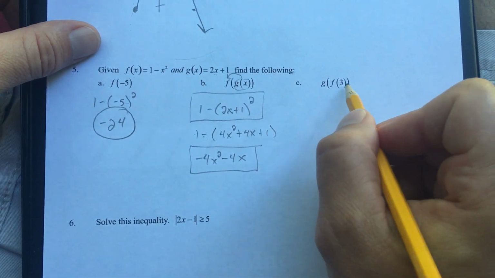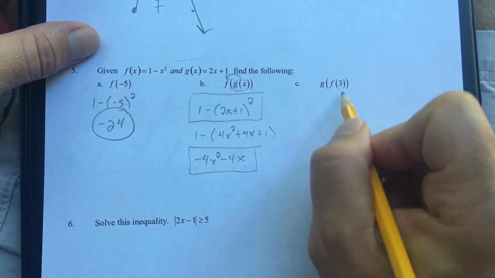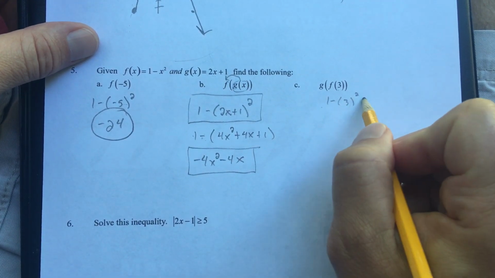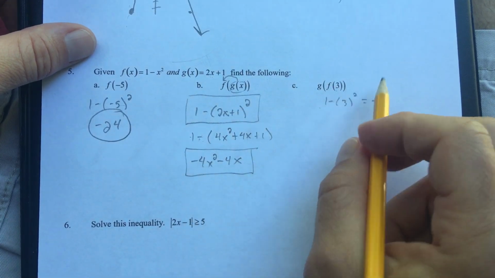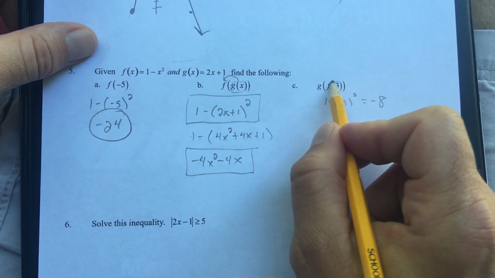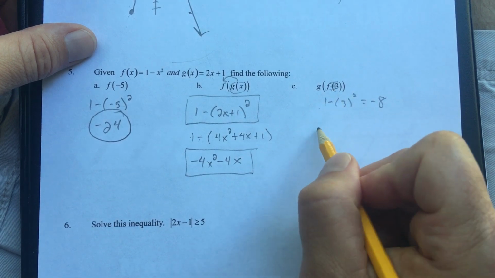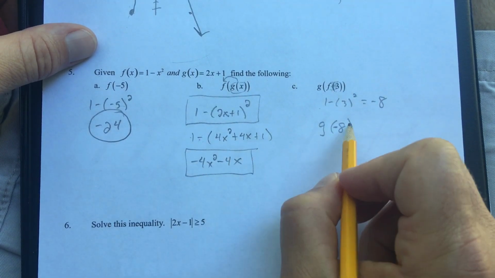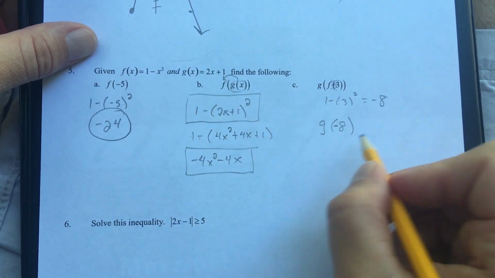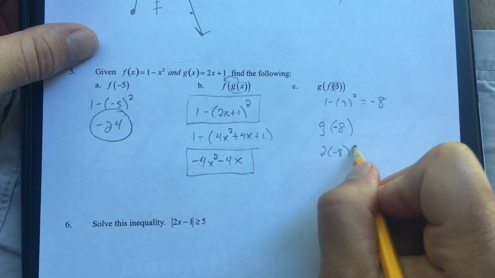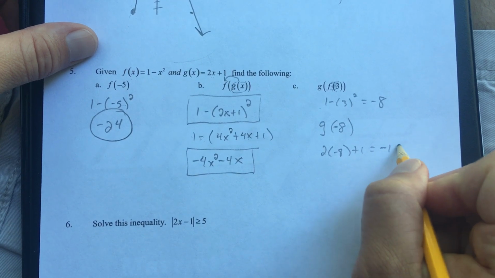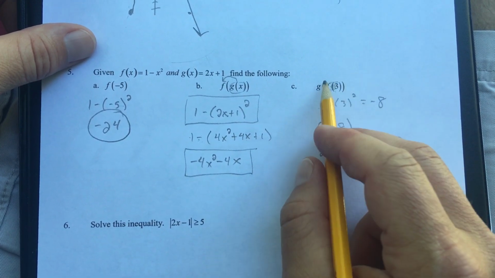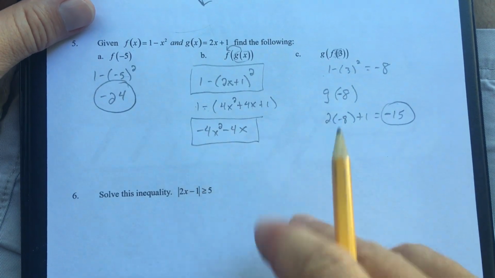And then g of f of 3 means we're going to put 3 into the f function, so we're going to get 1 minus 3 squared. So that's 1 minus 9, which is negative 8. That's what f of 3 is. So now instead of f of 3, I'll put what it equals, which was negative 8, and we'll put that into the g function. So now we're going to go 2 times negative 8 plus 1, which gives us a negative 15. So start on the inside, do that, then work your way to the outside.